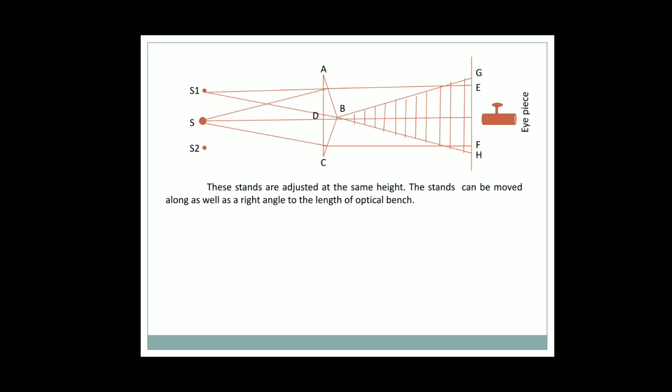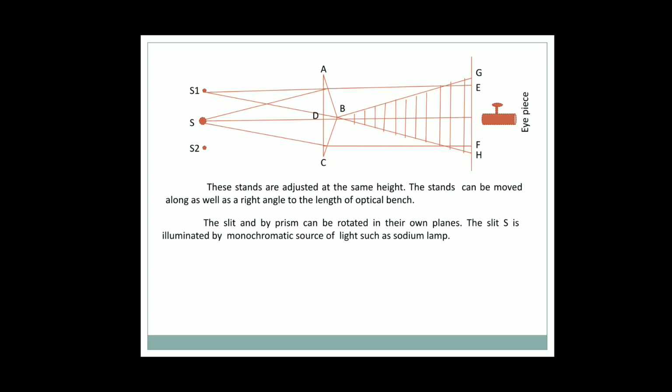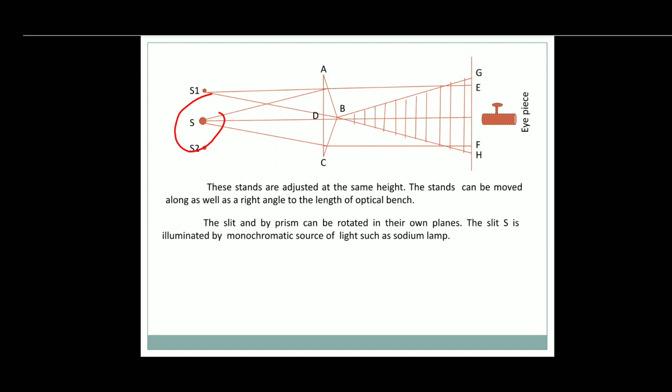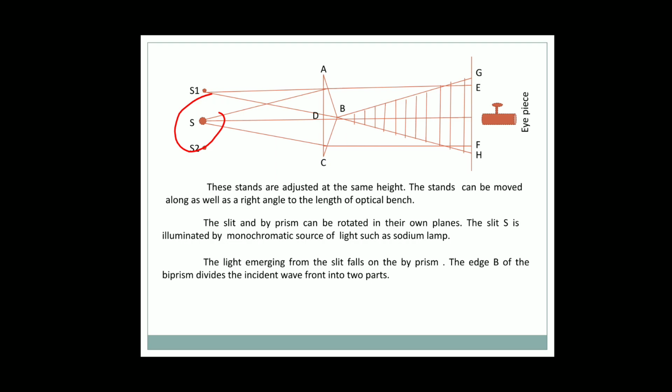S1 and S2 act as coherent sources. The slit and biprism can be rotated in their own planes. The slit S is illuminated by a monochromatic source of light such as a sodium lamp, because a sodium lamp is monochromatic light having a wavelength of 5890 angstrom. The light emerging from the slit falls on the biprism.